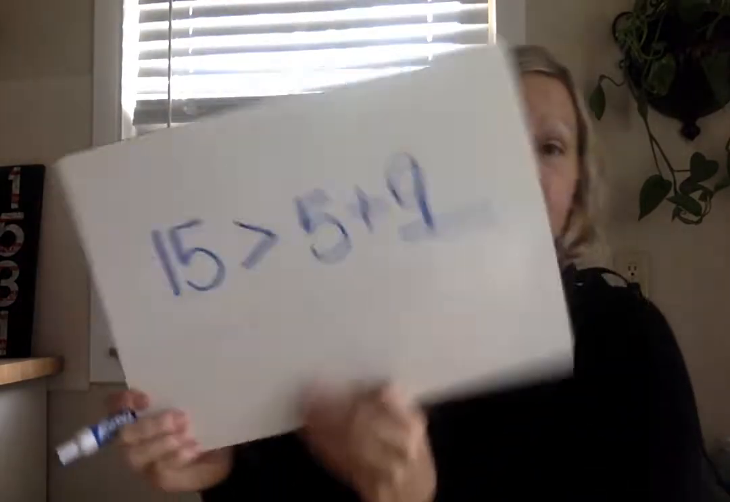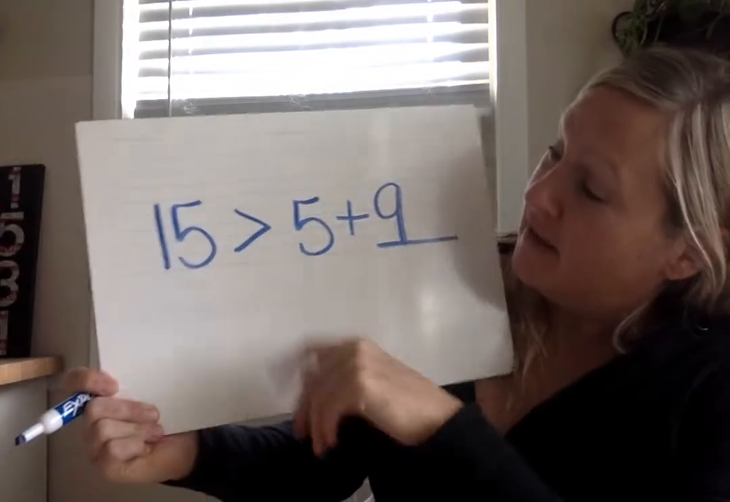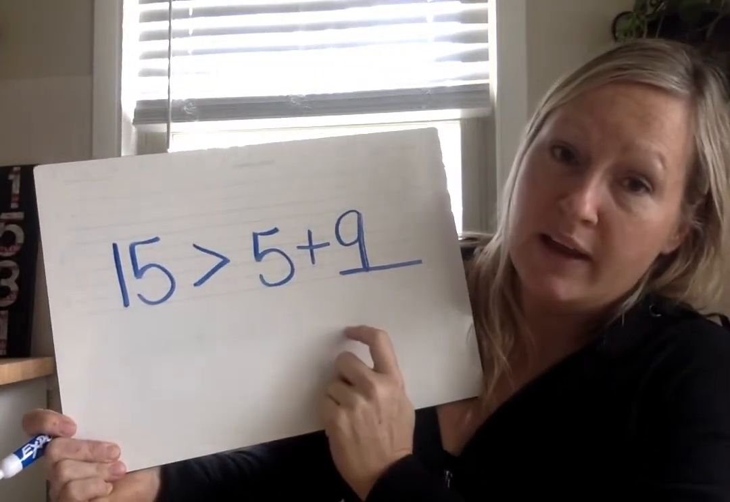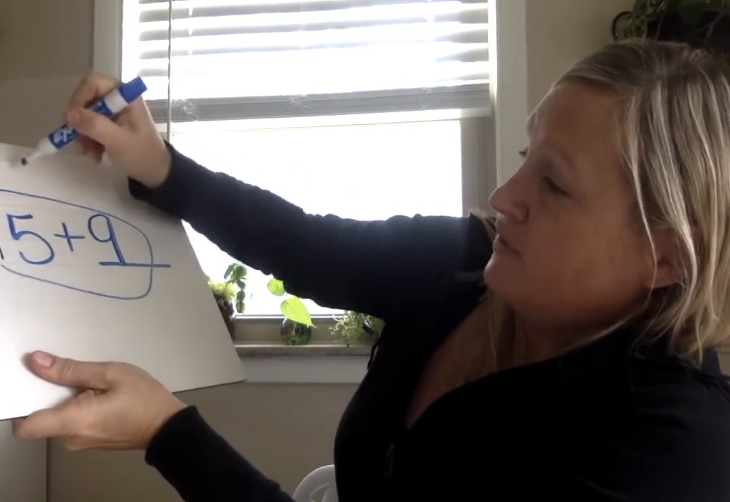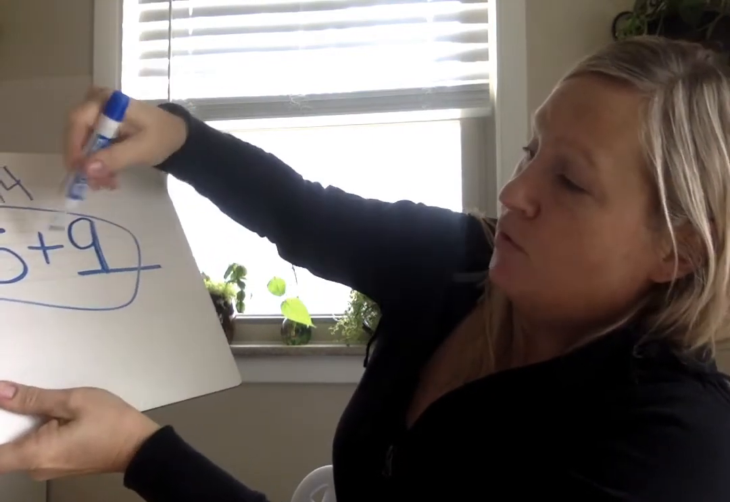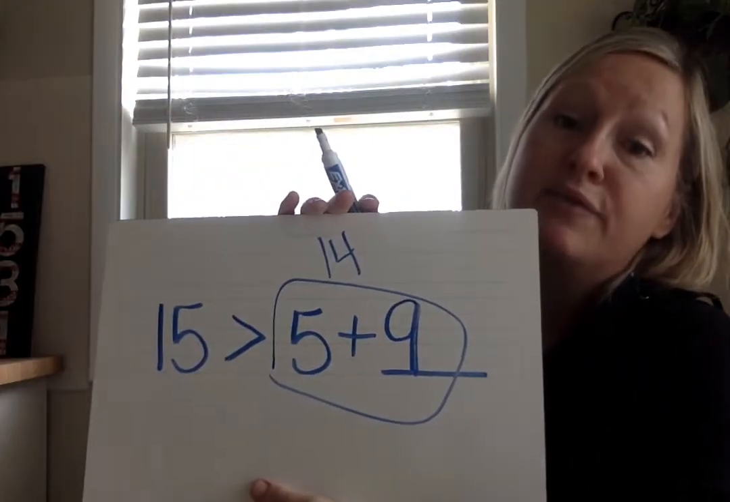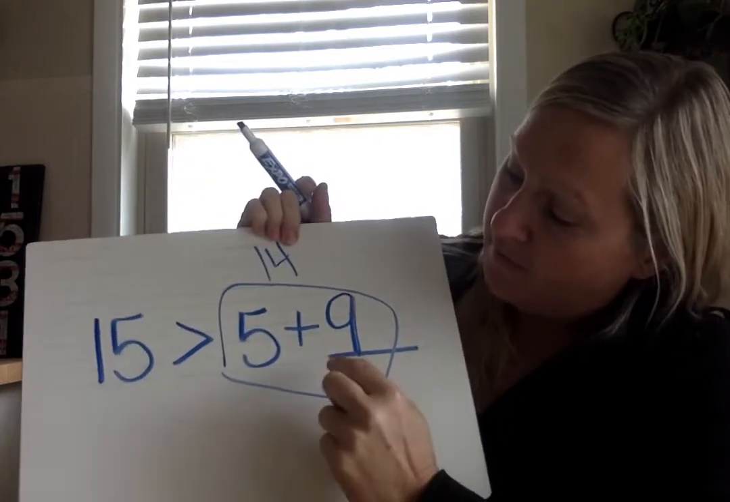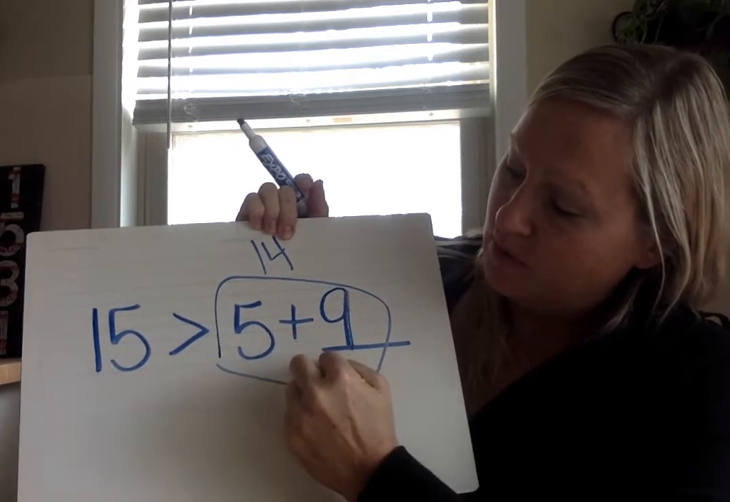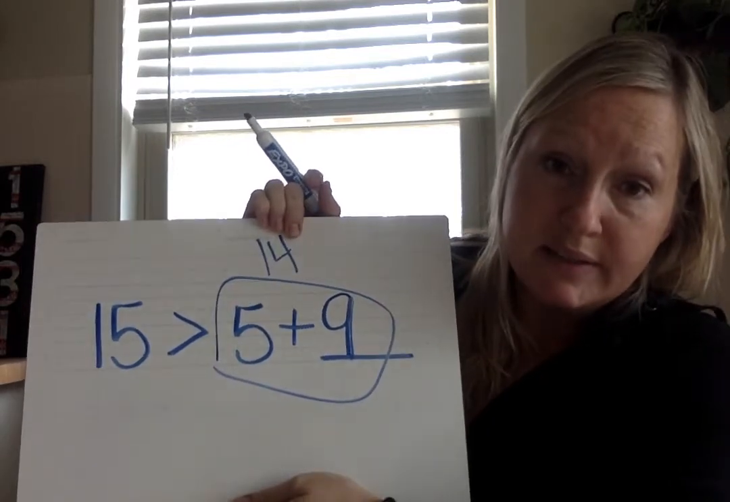You got it? You ready? If not, push pause if you're still thinking. Ready? 9. 15 is greater than, the biggest number that 15 is greater than is 14. So my total over here, the biggest it could be is 14, and 5 plus 9 is 14. 5 plus 8 is 13. That would be true, and you could go all the way down to 0.